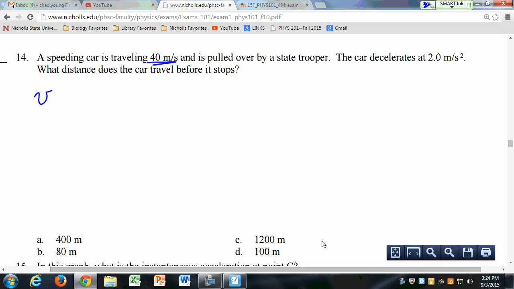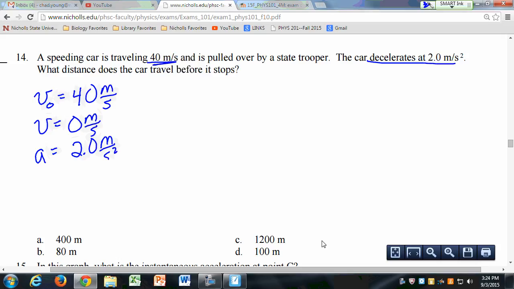Is that v or v naught? V naught, right. So v naught is equal to 40 because that's my initial condition. He's pulled over and then he decelerates and I want to know the distance, so his final velocity is going to equal 0. I know that my acceleration is 2 meters per second squared, but you have to be careful here because it's not 2, it's negative 2. I think we worked this one in the in-class section. All right, so a is negative 2.